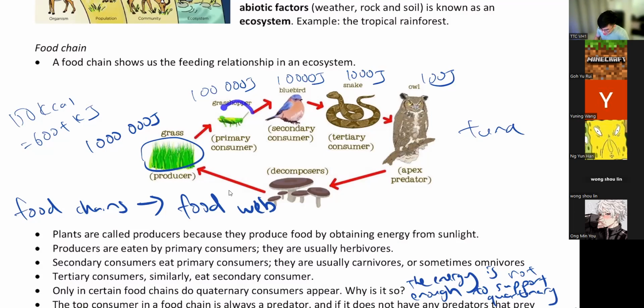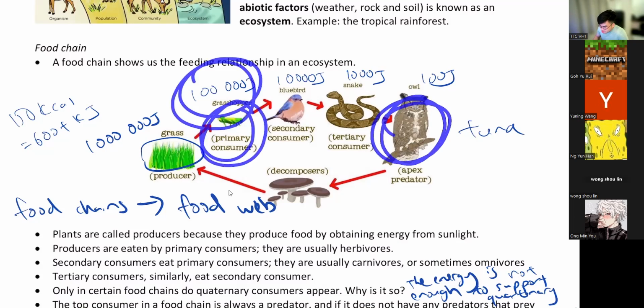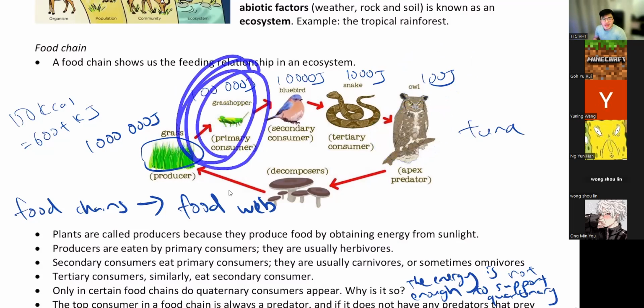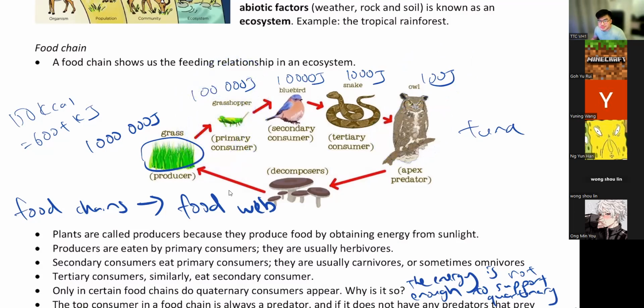If you see here, grasshopper has 100,000. Compared to you eating this poor guy, you only get 100. So automatically you would want to eat this because it has more energy. This will make you fat. This will make you survive better. So according to this theory, guys, insects are the best thing that we can eat.